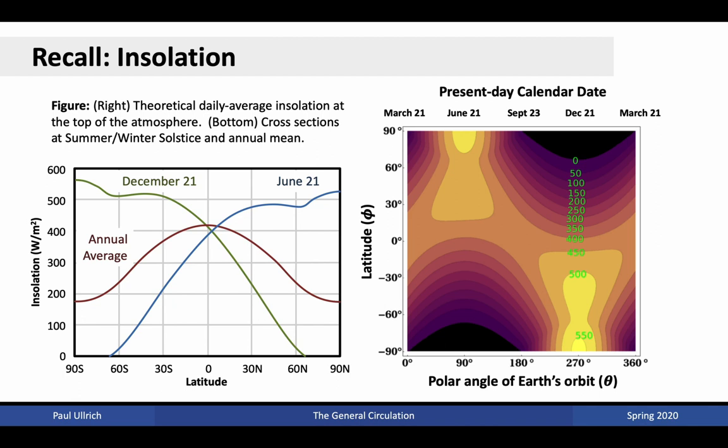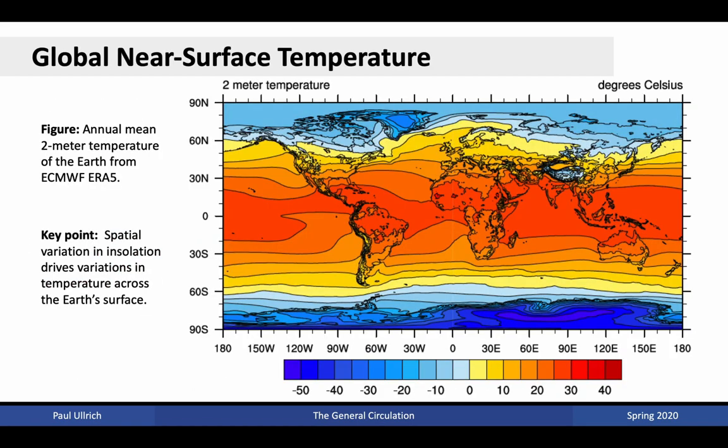However, on a seasonal basis, we have very different profiles. For instance, on June 21st, the Northern Hemisphere summer solstice, and on December 21st, the Northern Hemisphere winter solstice, the insolation is actually maximal at the two polar locations, on June 21st at the North Pole, and on December 21st at the South Pole. Consequently, we expect there to be significant shifts in these overall meridional profiles as a function of the time of year. Nonetheless, on an annual average, global average scale, we see a very familiar trend.